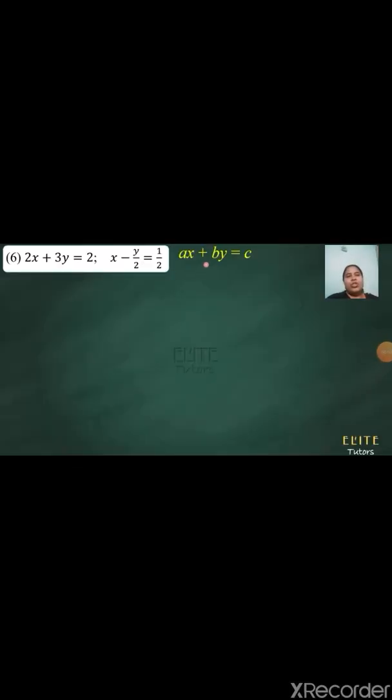Coming to the last question of practice set 1.3. Look at the equation. The first equation is 2x plus 3y is equal to 2. It is absolutely in the form ax plus by is equal to c. But the second equation, x minus y upon 2 is equal to 1 upon 2. The first step is to bring it in this form. So we will multiply by the denominator in order to get rid of the denominator.